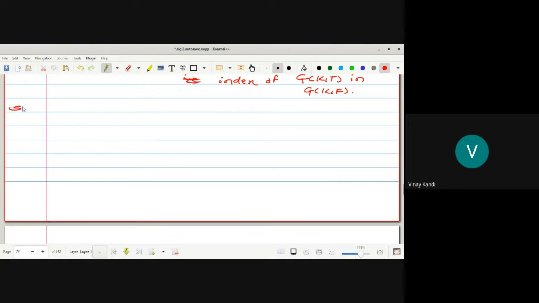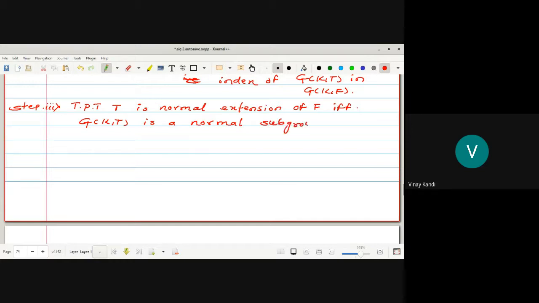Step three, to prove that T is a normal extension of F if and only if G(K/T) is a normal subgroup of G(K/F). So in step three, we have to prove this statement by the implies and implied method.